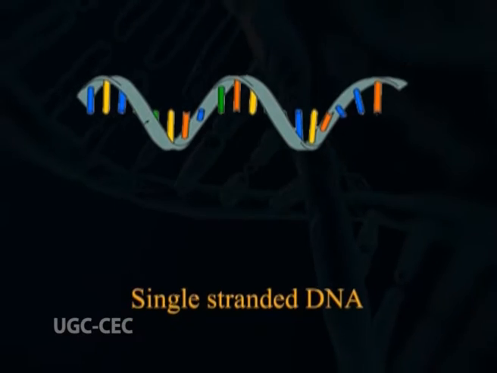Now let us come to single-stranded DNA. Almost all the organisms contain double-stranded DNA except a few viruses such as bacteriophage phiX174, which consists of single-stranded circular DNA. It becomes double-stranded only at the time of replication.